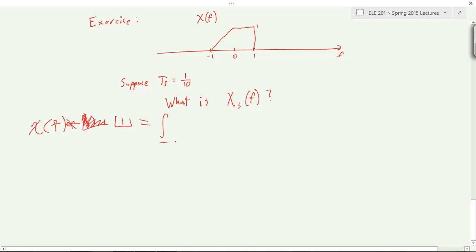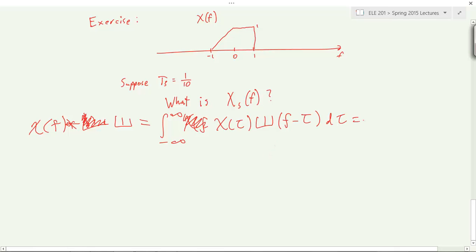Okay. So our formula for X of f involved the delta train. It is the integral from negative infinity to infinity of x of tau times the delta train of f minus tau. So the shifted delta train.